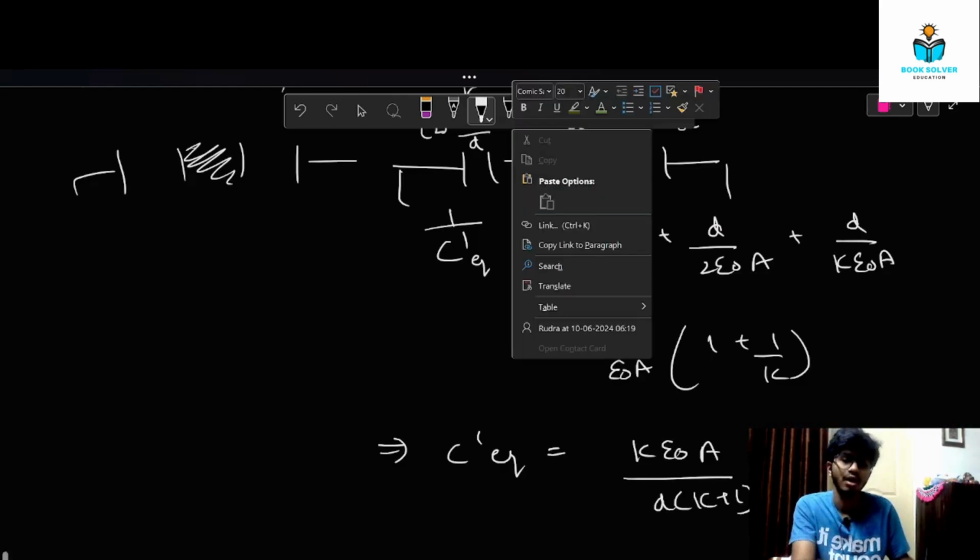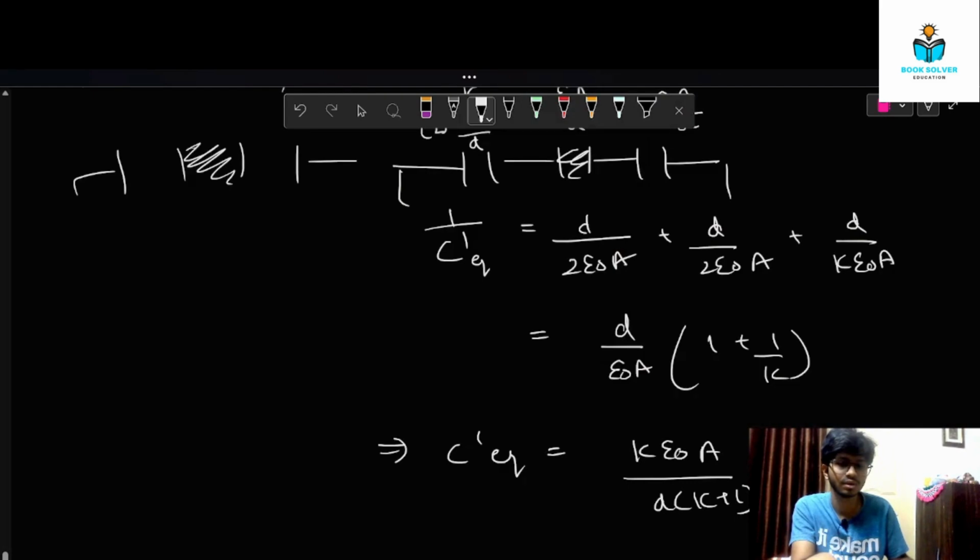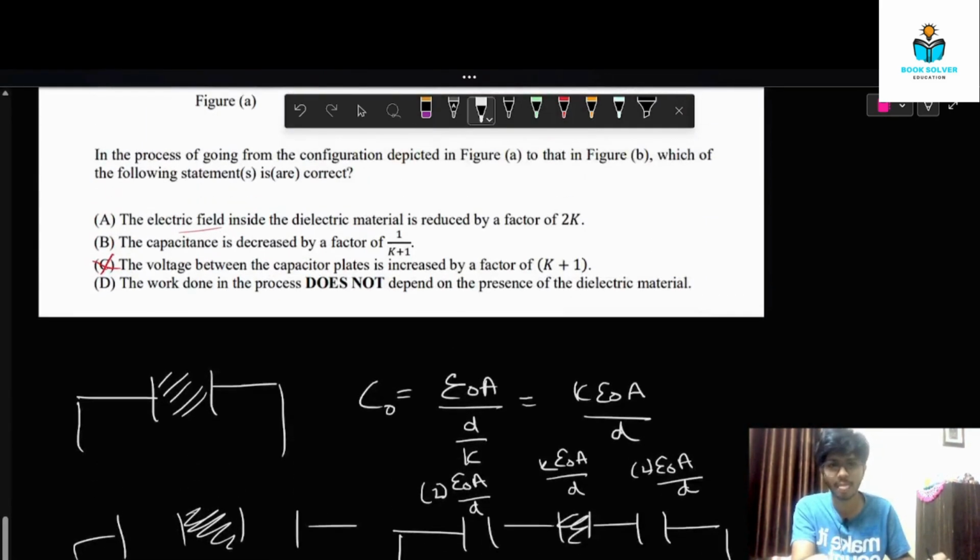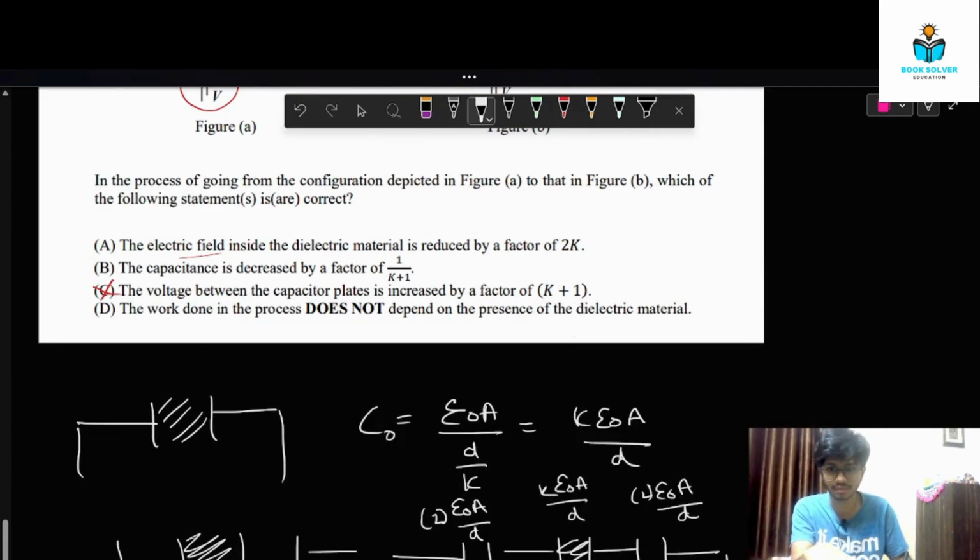Okay, which is equal to C naught by K plus 1. So yes, it is reduced by a factor of K plus 1. 1 by K plus 1, decreased by a factor of K plus 1. So this one is correct.